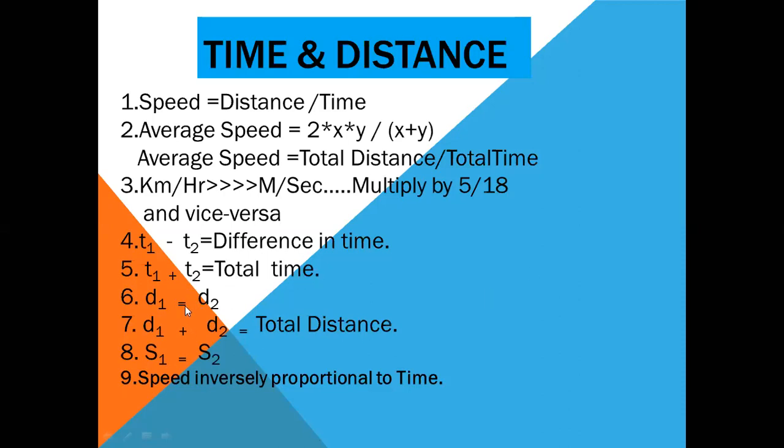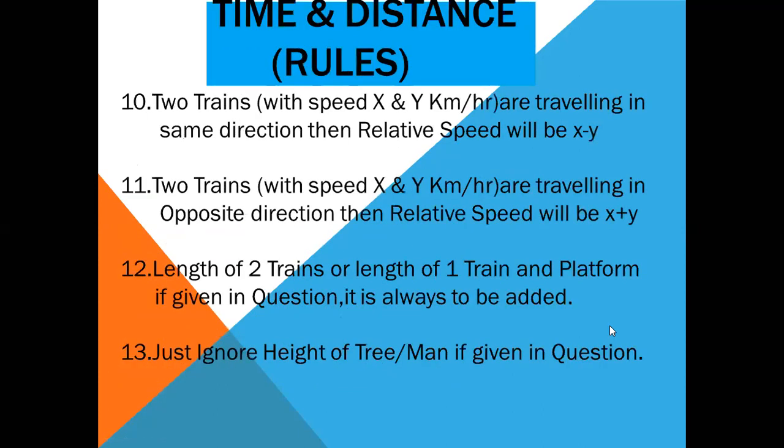And sometimes in the question you get two distances, then you can use either the sixth formula, D1 equals D2, or the seventh formula, D1 plus D2 equals total distance. In the same way, if you have been given two speeds in the question, you can sometimes use S1 equals S2. And the last one: speed is inversely proportional to time. This is very important, and we use this concept very often. All these formulas which we have discussed till now, we will be discussing with the help of examples in our later slides.